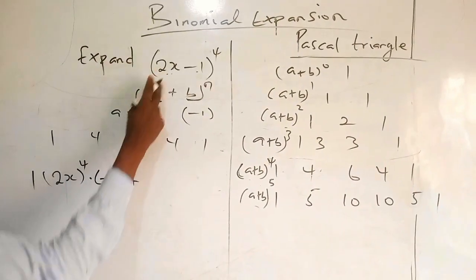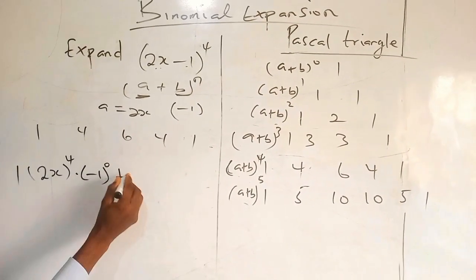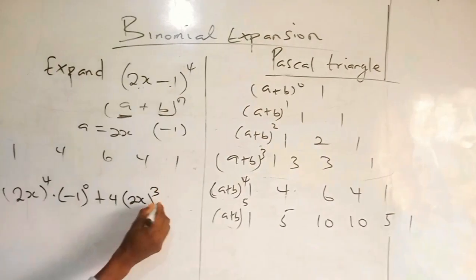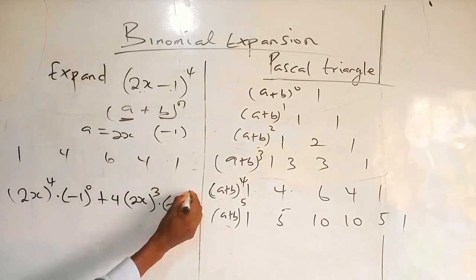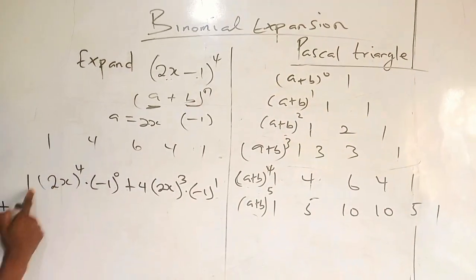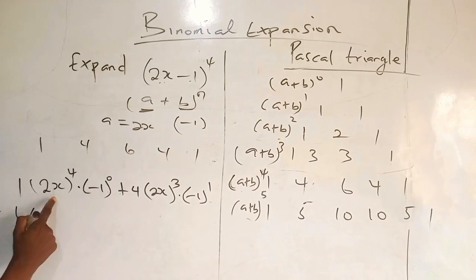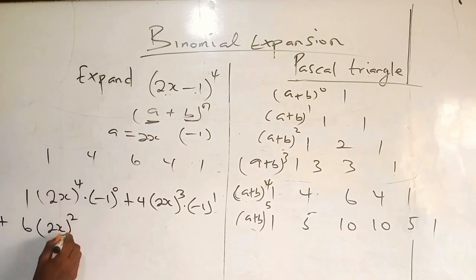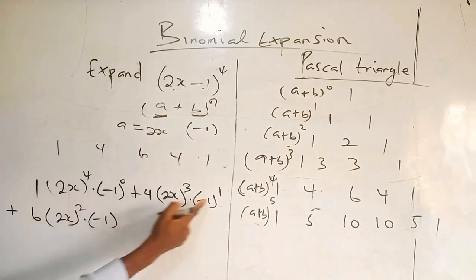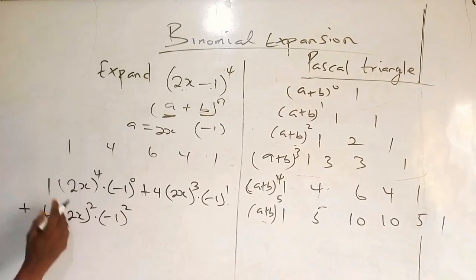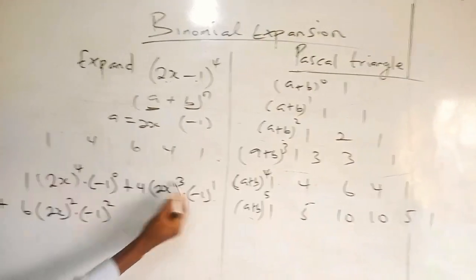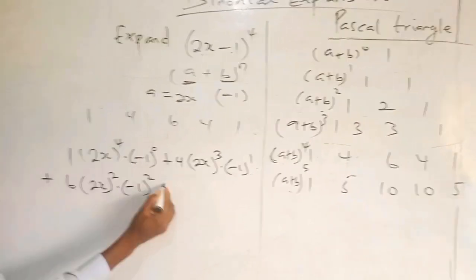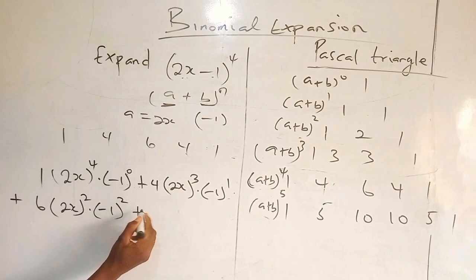So plus, we take this again. The coefficient here is 4. So 2x reduces to power 3, times the other one increases to power 1. Plus the next coefficient is 6. The power of 2x goes to 2, and the power of minus 1 goes to 2. So the first one decreases, while the power of the second term increases from 0, 1, to 2. So plus the next coefficient here is 4.